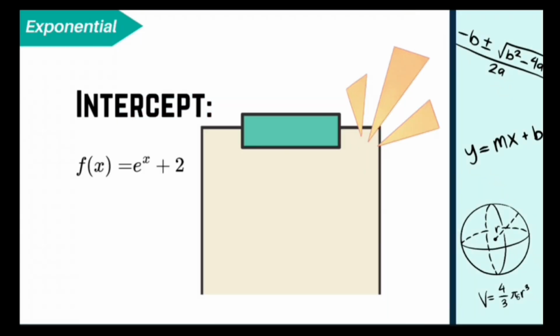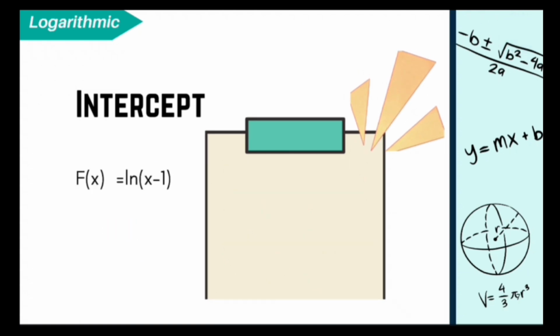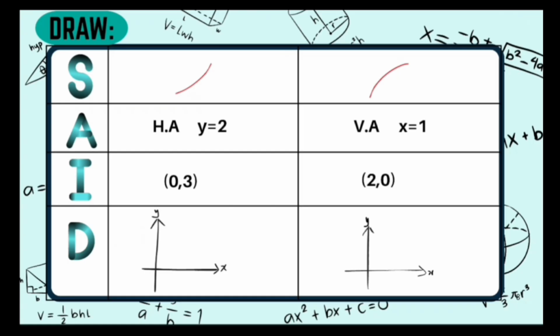For an exponential function, we need to find the y-intercept. So we just substitute x equals 0 into the function, then we get the value of y. On the contrary, for a logarithmic graph, we need to find the x-intercept. So we just substitute y equals 0 into the function and get the value of x. Last step, draw the graph. Since we already know the shape of the graph and found the value of the asymptote and points, then we can just draw it.